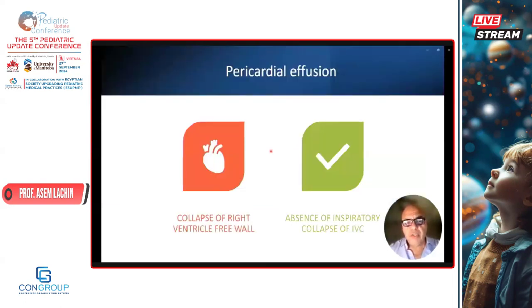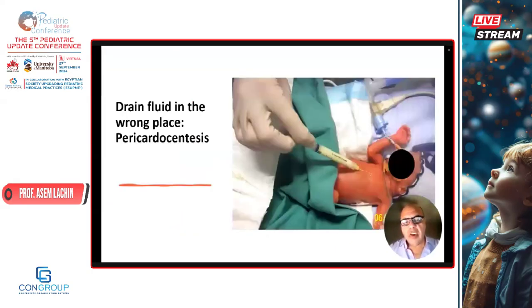So the pericardial effusion, collapse of the right ventricular free wall because of the pressure from outside, and the absence of the inspiratory collapse of the inferior vena cava, this could also be detected from the subcostal. This is a baby who was diagnosed with pericardial effusion after malposition of the central line, and it was TPN effusion and was tapped this way, draining fluid in the wrong place, pericardiocentesis, and the baby survived after that.